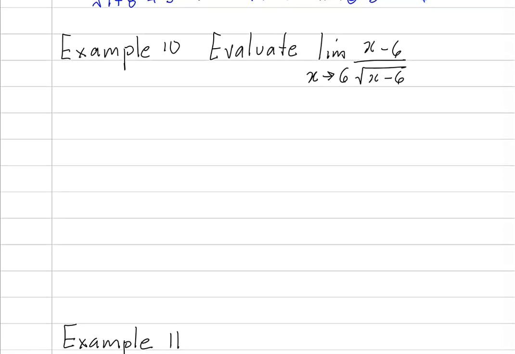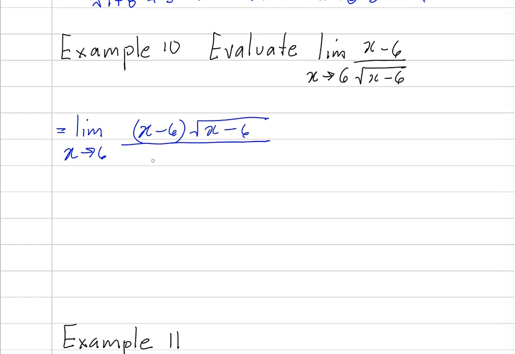Example 10. Example 10 says evaluate x minus 6 over the root of x minus 6 as x approaches 6. So this is equal to the limit as x approaches 6 of x minus 6 times the root of x minus 6. So I'm going to multiply the numerator and the denominator by the root of x minus 6.